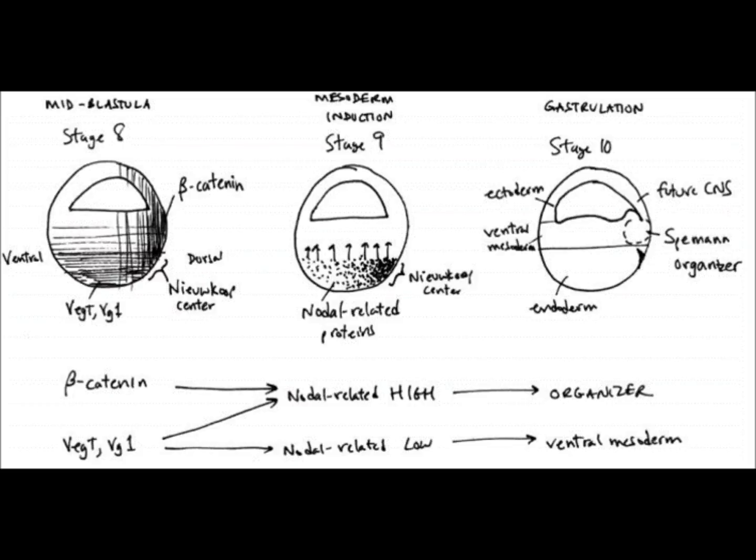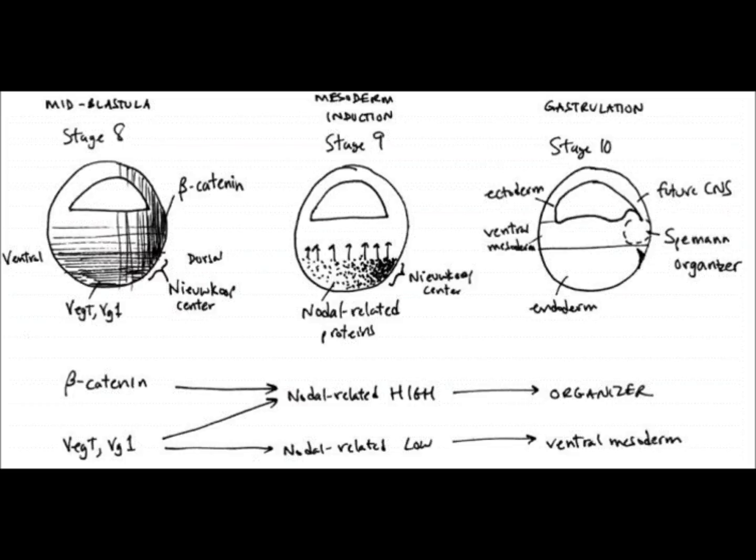The overlap of β-catenin and Veg-T and Veg-1 creates an area of high nodal-related protein expression. Now, high nodal-related protein expression specifies the Nieuwkoop center, which induces the Spemann organizer just above it in the future dorsal side. So just to recap, β-catenin with Veg-T and Veg-1 specifies a high level of nodal-related proteins, which then goes along to specify the organizer, whereas Veg-T and Veg-1 by themselves without β-catenin specify only a low amount of nodal-related proteins, and that goes on to specify the ventral mesoderm.